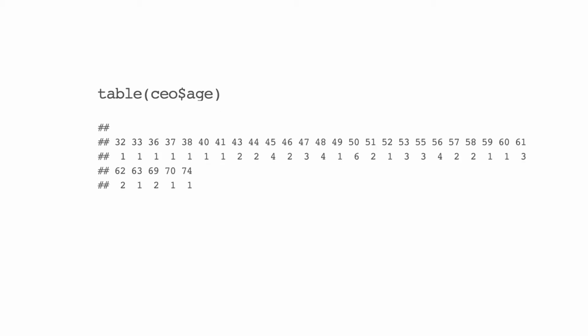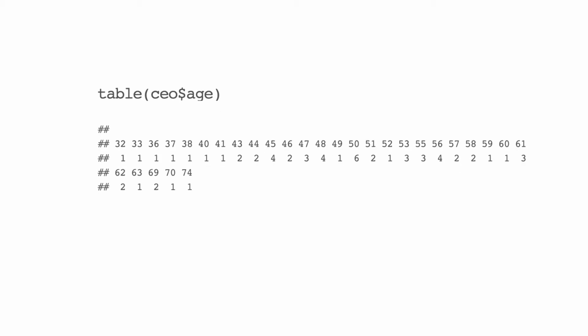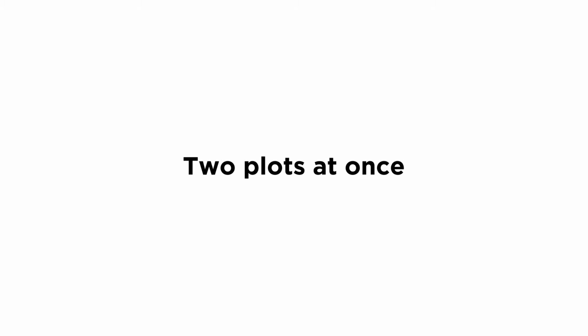Tables. Tables are useful for seeing summaries of your data. Use the table function and pass in the variable to be summarized. Here we're showing a summary of all the ages tabulated by age category, showing 2 plots at once.